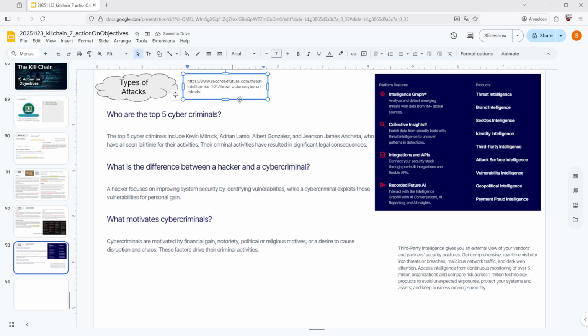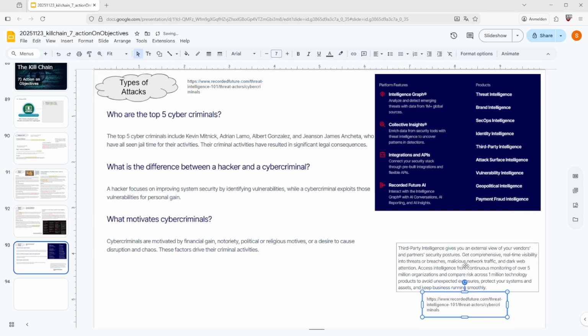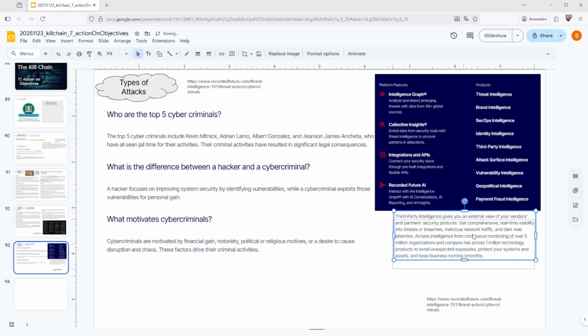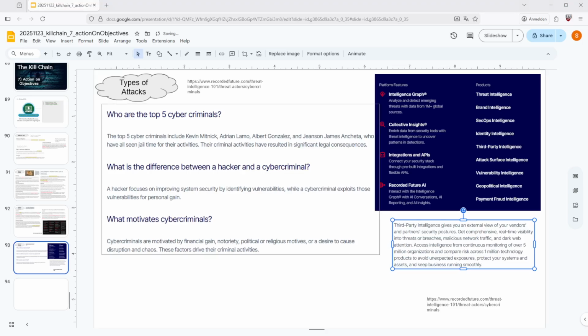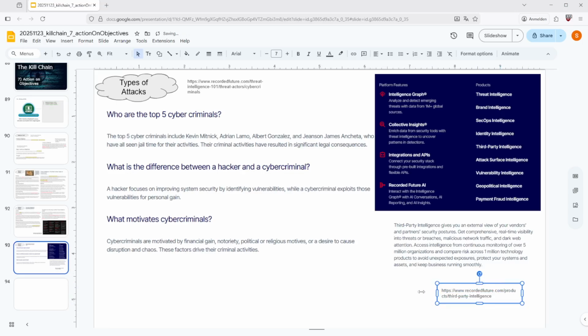And I want to give you the source as usual as well. Let's provide you with the source here then. Like this. And the source is this. Okay, let's read third party. Maybe we can educate a little bit here. Third party intelligence gives you an external view of your vendors and partner security postures. Get comprehensive real-time visibility into threats or breaches, malicious network traffic, and dark web attention.